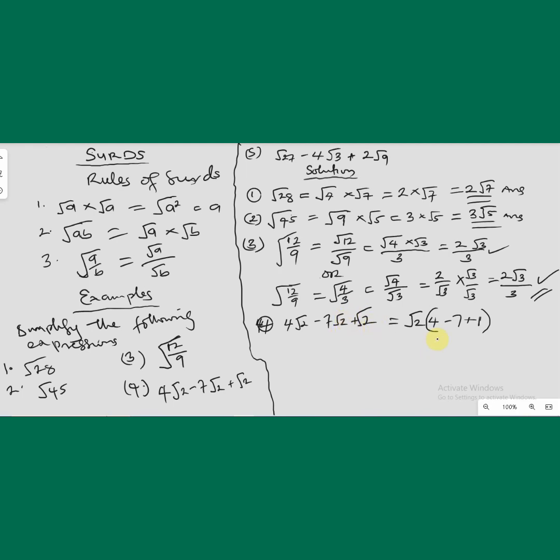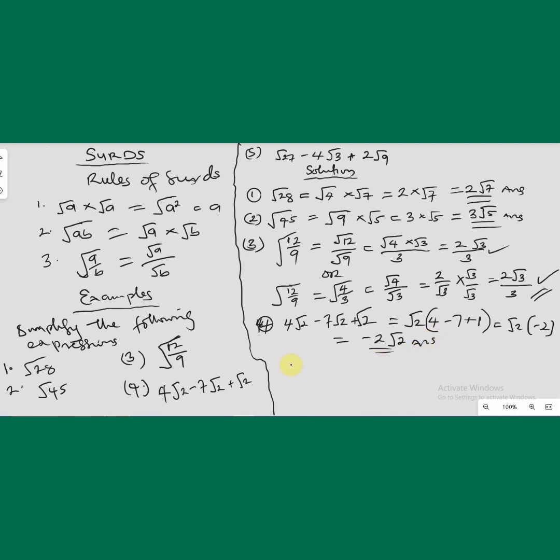So now this is going to be 4 minus 7 is minus 3. Minus 3 plus 1, so it's going to give me minus 2. Okay? So I will now have square root of 2 times minus 2, which is the same thing as minus 2 square root of 2. This is the answer.